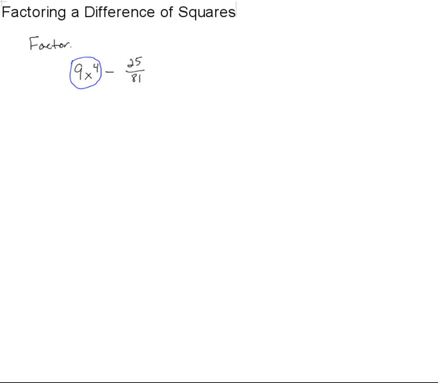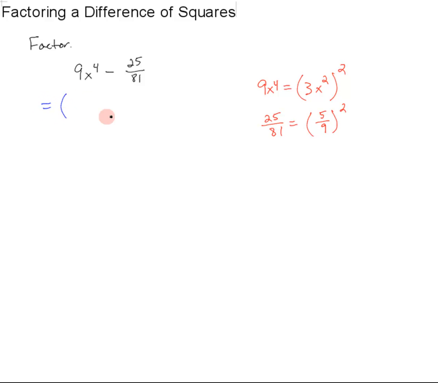So let's see why. 9x to the fourth is a perfect square because it is the same thing as something squared. In fact, it's the square of 3x squared. 25 over 81 is a perfect square because you can square 5/9 to get it. So perfect squares are the result of squaring something. Okay? So how does it factor?